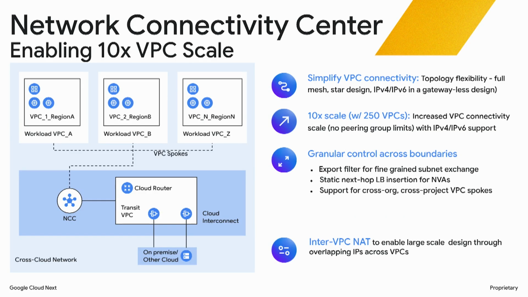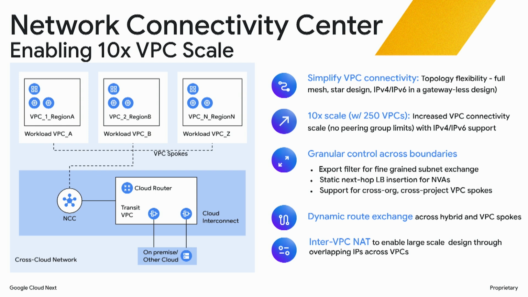We announced Network Connectivity Center and VPC spokes for Network Connectivity Center last year. This is in GA with all of the features that we've talked about shipping now. This really simplifies VPC connectivity, gives you topology flexibility. It enables support for both IPv4, and lots of customers are leveraging IPv6 subnets with this. It gives you 10x scale on our VPC. We have around 1,000 customers already using NCC and taking advantage of a lot of these capabilities, including 10x scale.